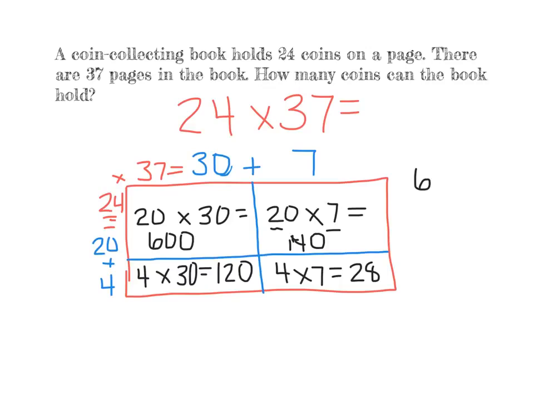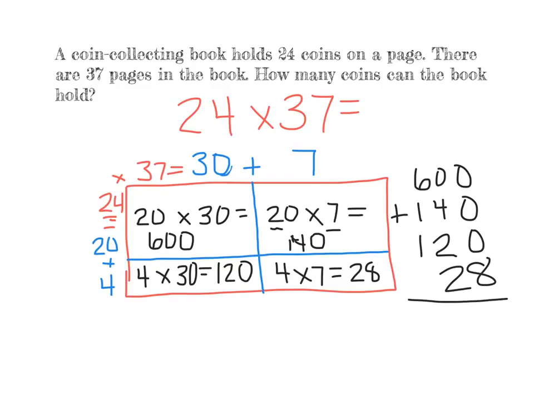So 600 plus 140 plus 120 plus 28. And I'm going to add that up, which equals 888. So my answer would be 888.